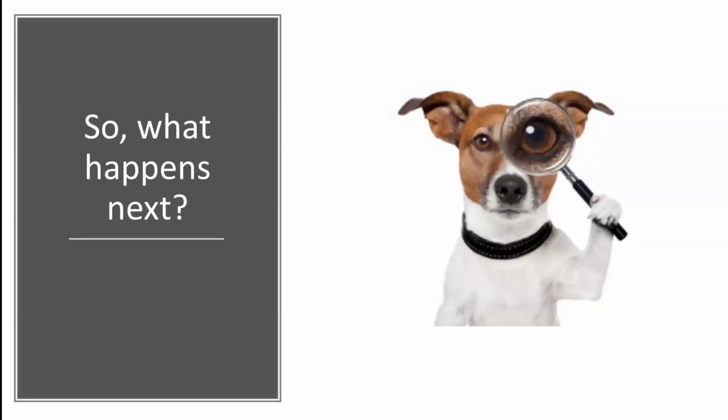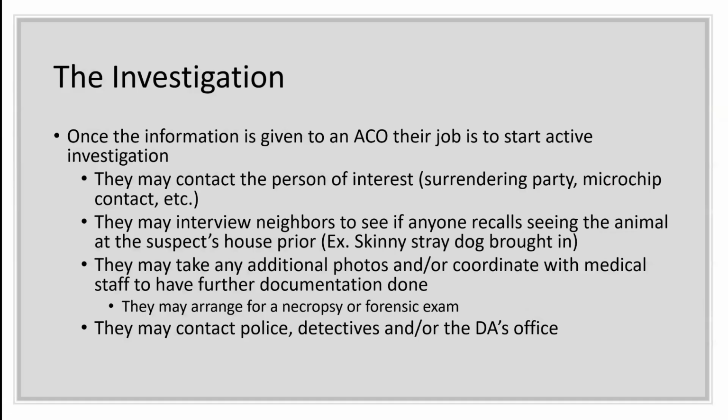So you've documented everything, you've provided the information, and the ACO is taking it over. What generally happens now is that the officers are going to do their active investigation. They might do some interviews with the person of interest. They might contact neighbors, recalls if anybody sees the animal at the house, taking any additional supplemental photographs, coordinating with medical for documentation, and they may end up contacting police detectives, depending on how their department is set up. And then they may also contact the DA's office.